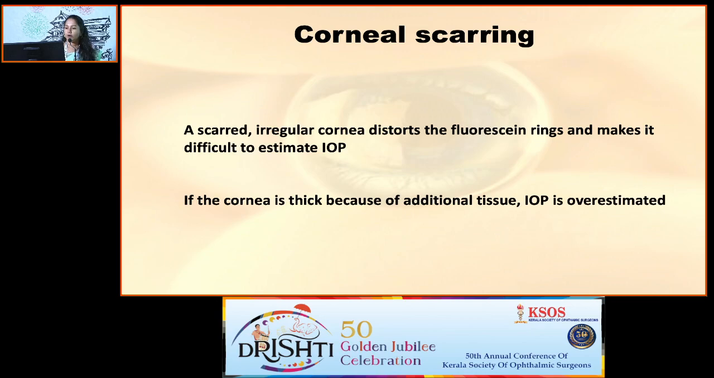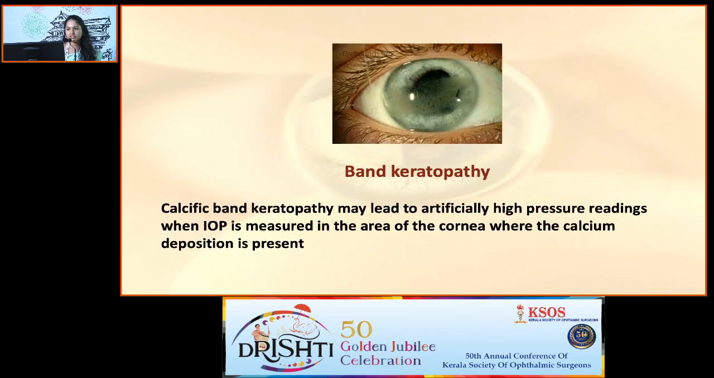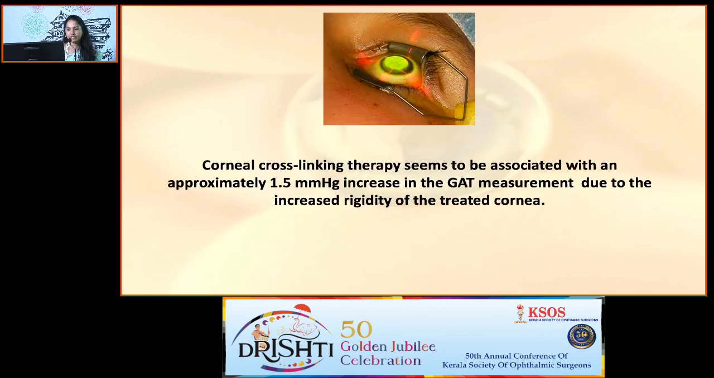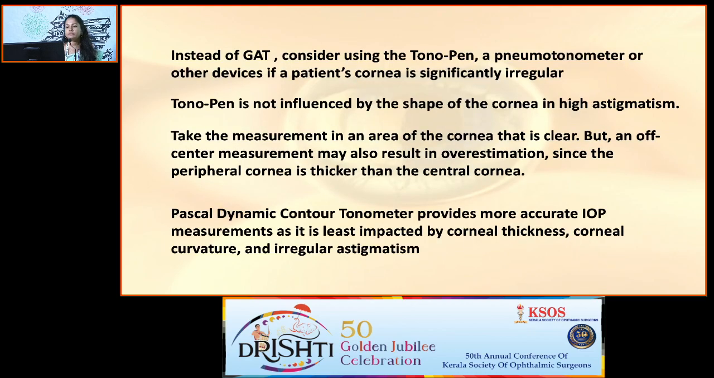A scarred or irregular cornea distorts the fluorescein rings and makes it difficult to estimate the IOP. If the cornea is thick because of additional tissue, IOP is overestimated. This is similar in band keratopathy, where the calcium present within the cornea makes it more rigid, and hence IOP will be overestimated. In keratoconus and other ectatic conditions, which cause thinning of the cornea, the IOP would be underestimated. But if the patient has undergone a CXL procedure, that would make the cornea more rigid, thereby causing an overestimation of IOP.